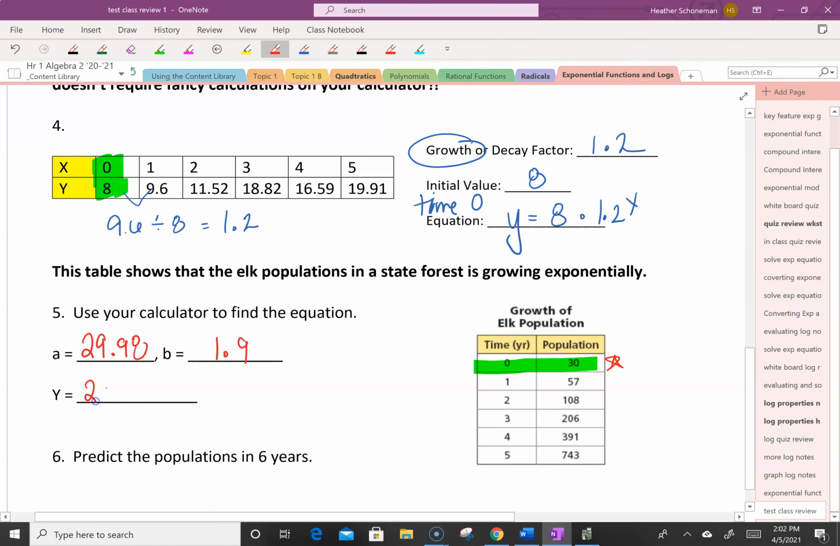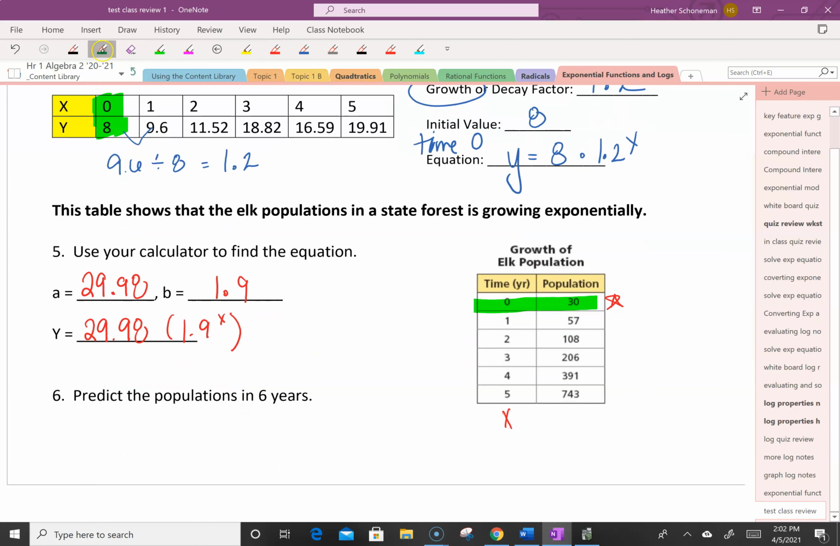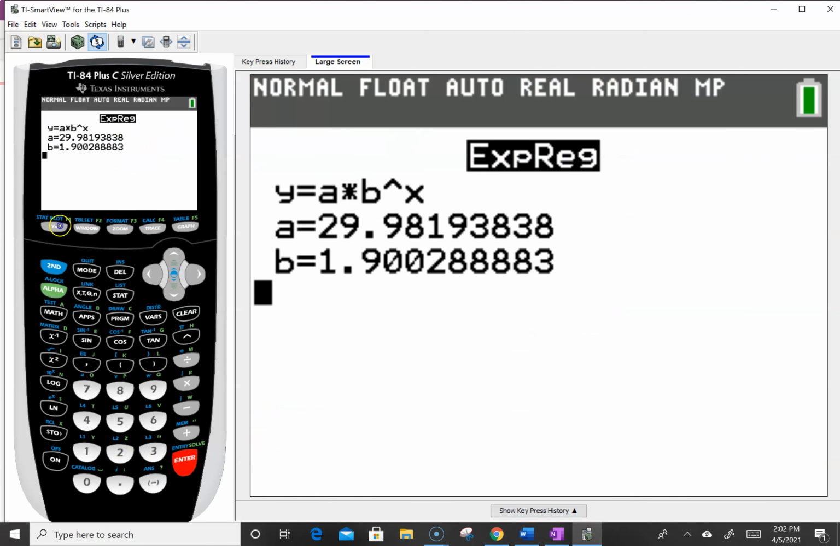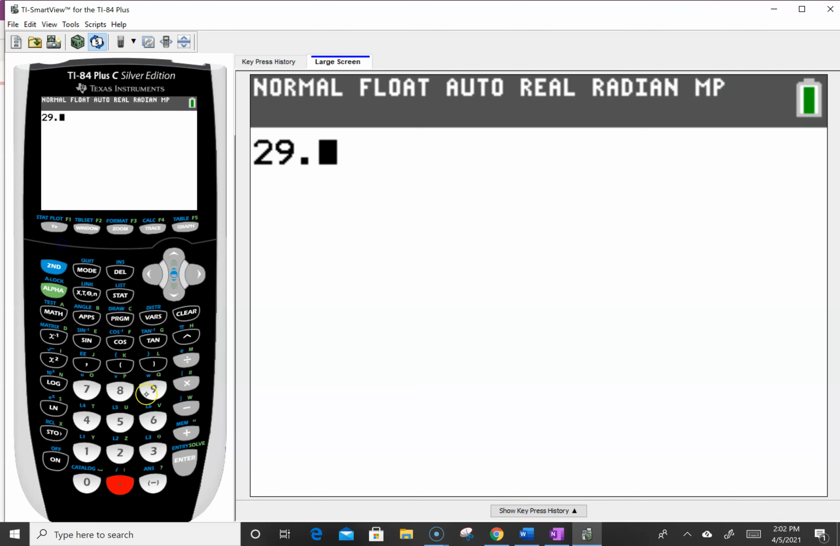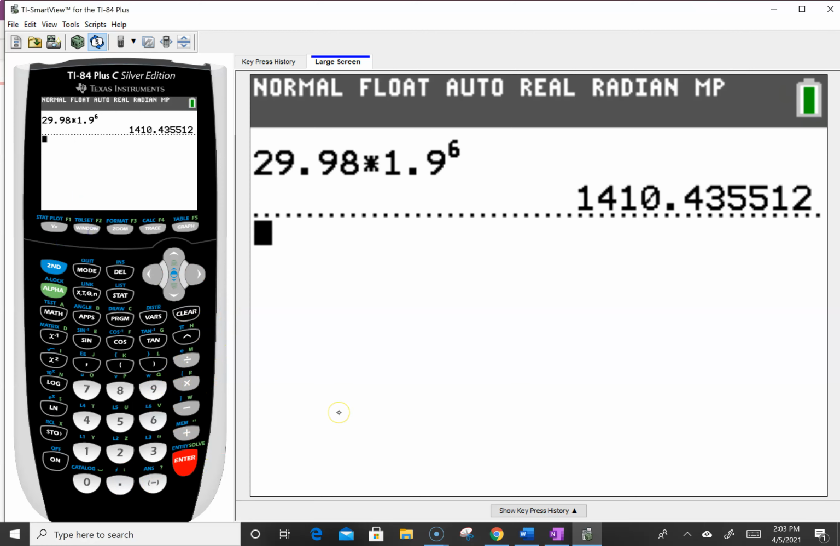Okay, so when we write our equation, it's going to be 29.98 times 1.9 raised to the x. X is our time. So in this last question, it asks us what it is after 6 years. Well, our chart doesn't go to 6, but we can put 6 in for x and we can solve. So we can do 29.98 times 1.9 raised to the 6th power, and hit enter.